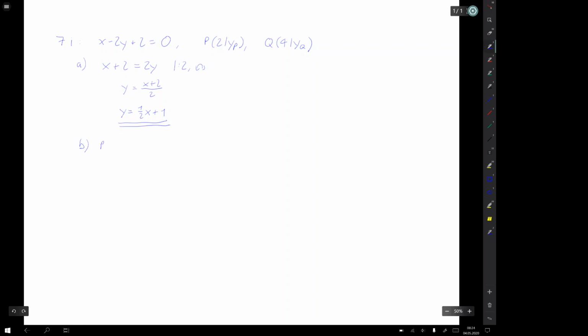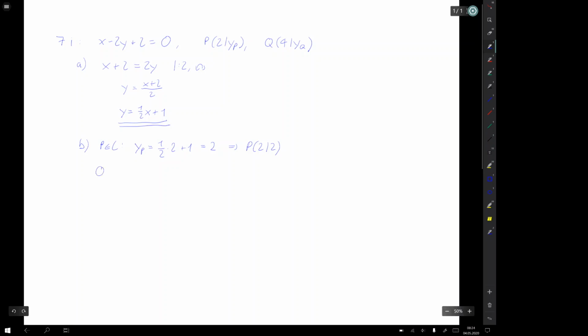Well, since P lies on the line, its coordinates fulfill the equation, we can use one of the two equations, this or this here. Well, it's obviously simpler to use this one here. So inserting its coordinates, we get yp, that's the y coordinate, is 1/2 times the x coordinate of p, which is 2, plus 1, and we get yp is 2. So we found the point P has coordinates 2, 2.